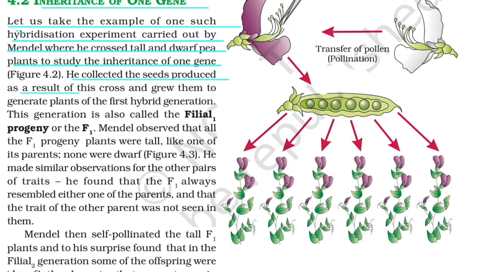He collected the seeds produced as a result of this cross and grew them to generate plants of the first hybrid generation. This generation is also called filial progeny or F1. Mendel observed that all the F1 progeny plants were tall, like one of the parents; none were dwarf. He made similar observations for the other pairs of traits. He found that the F1 always resembled one of the parents, and that the trait of the other parent was not seen in them.